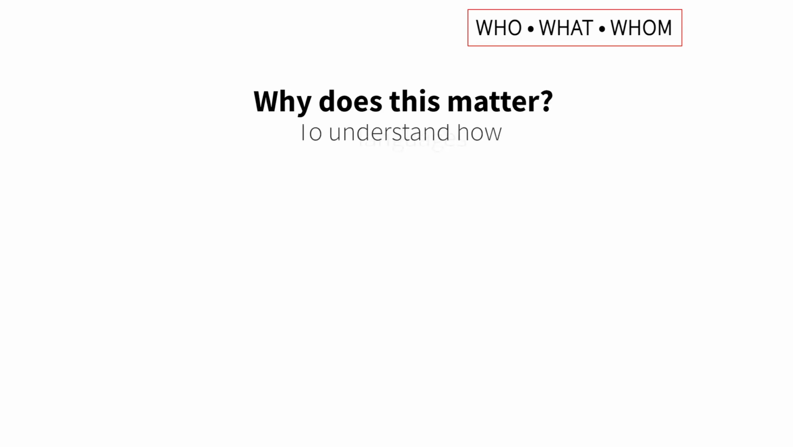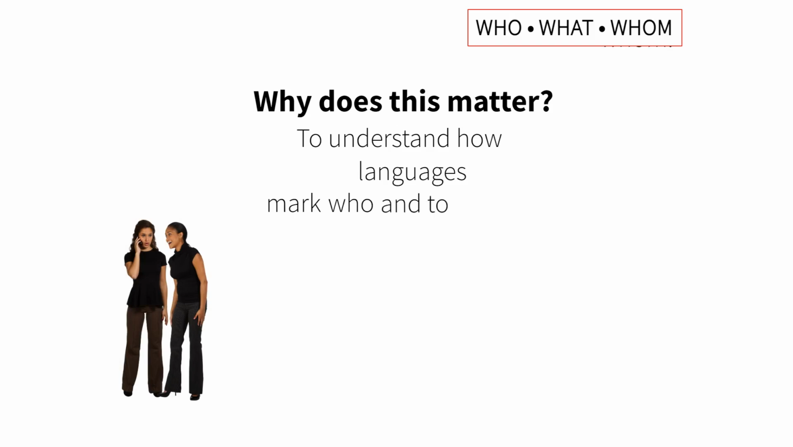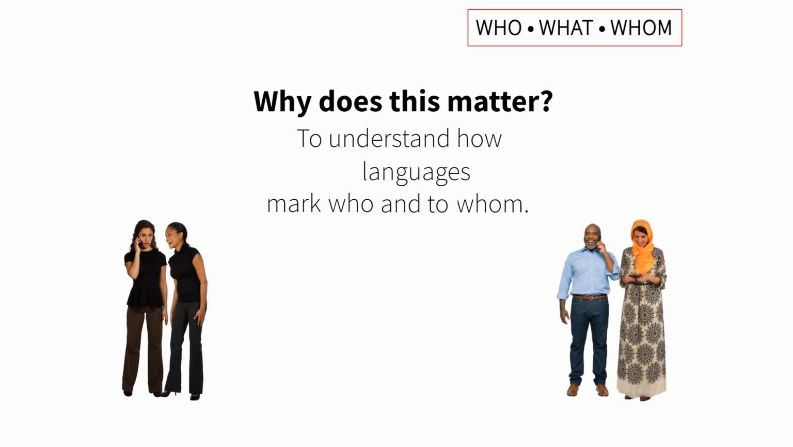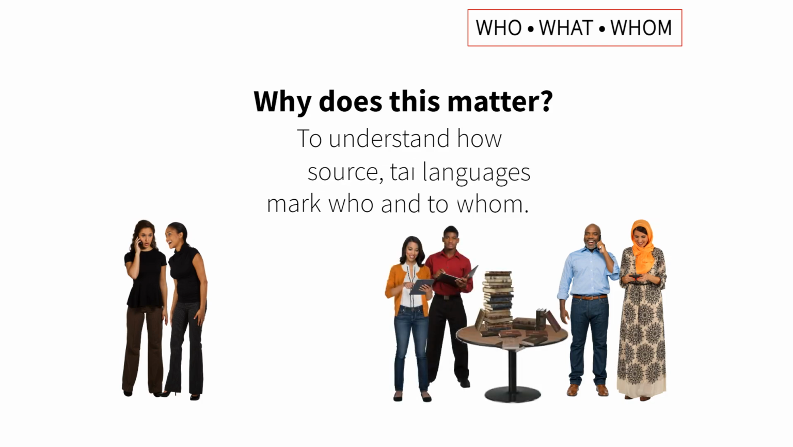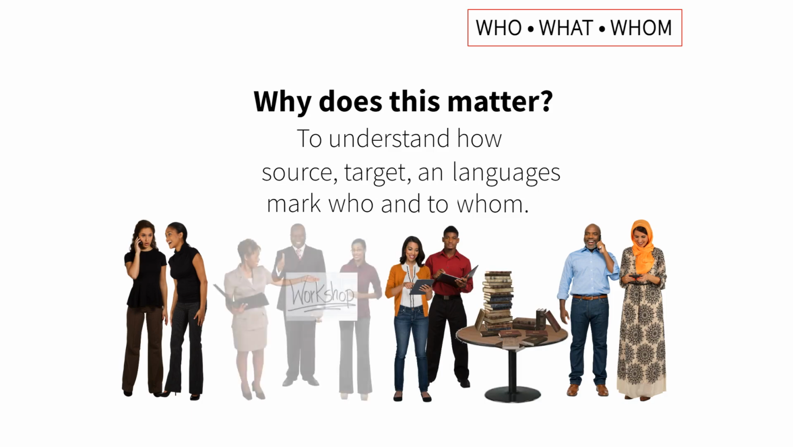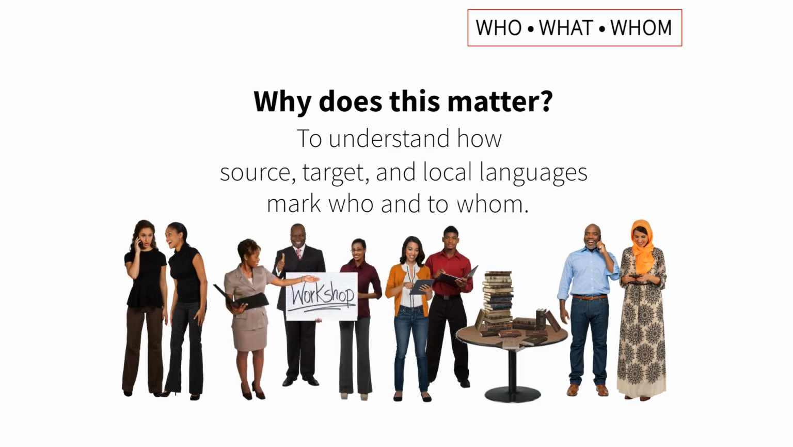So why does this matter? In translation, it is important to be aware of the way different languages mark who is doing the action and to whom it is done. This includes the source language, the language of the original work, the target language, the language you're translating into, and any local languages of wider communication which might be used in meetings or in reference materials.